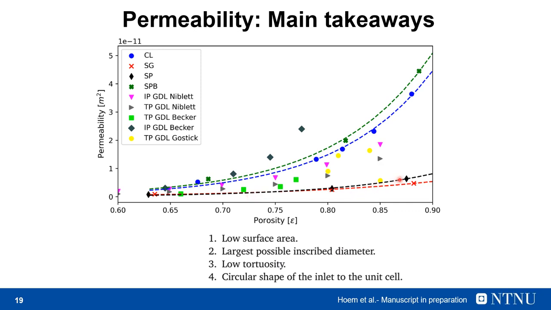The Schwarzschild and Schwinn-Gyroid perform badly compared to the rest. The main takeaways from the permeability are that the optimal structure needs to have a low surface area. That's the most important thing. Largest possible inscribed diameter, low tortuosity, and circular shape of the inlet to the unit cell.